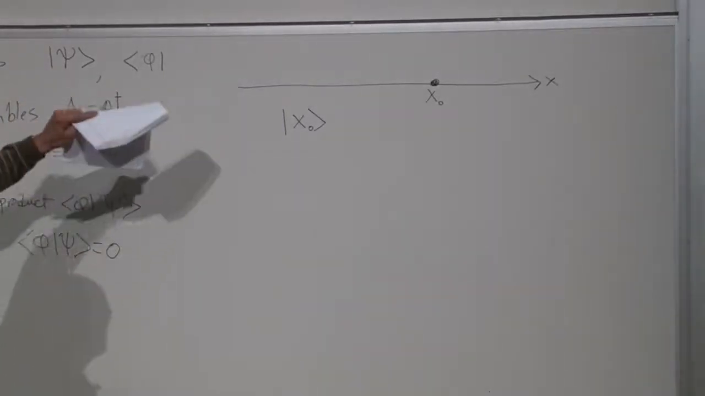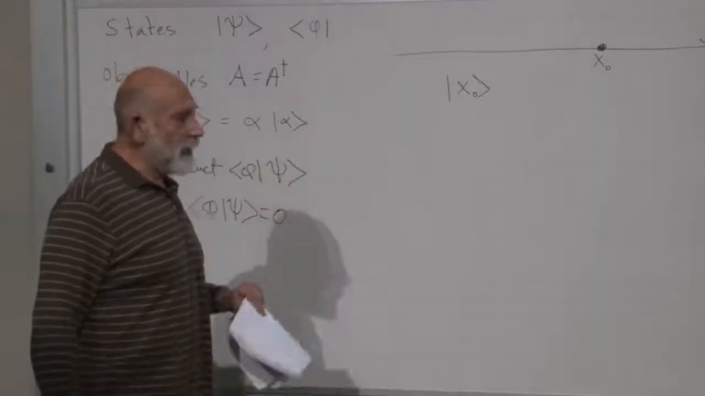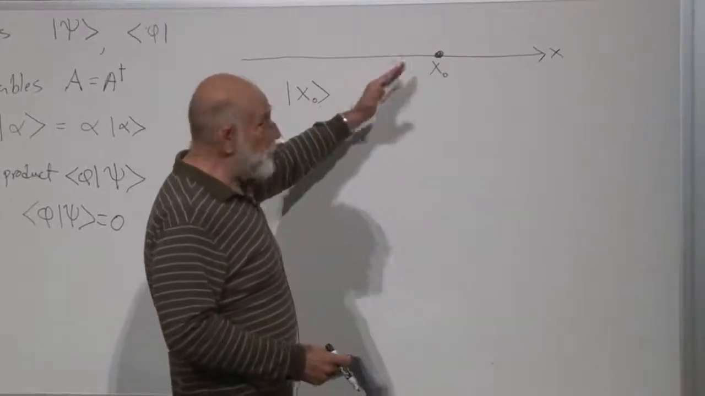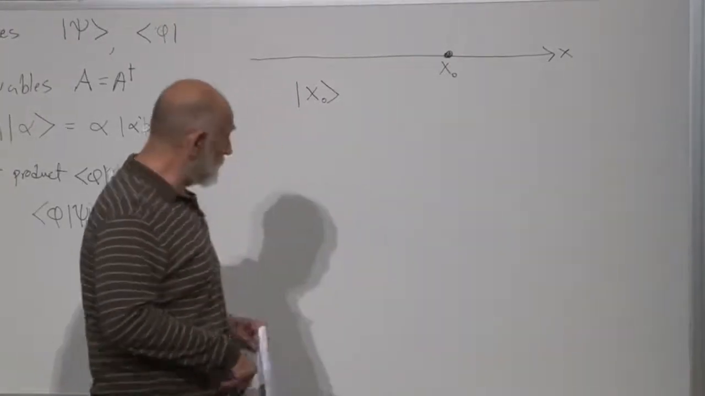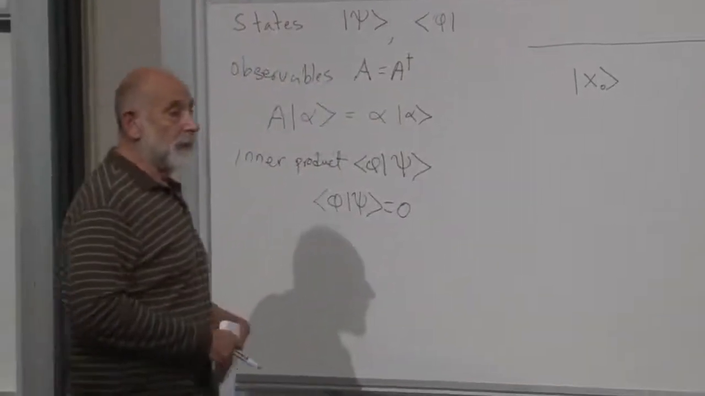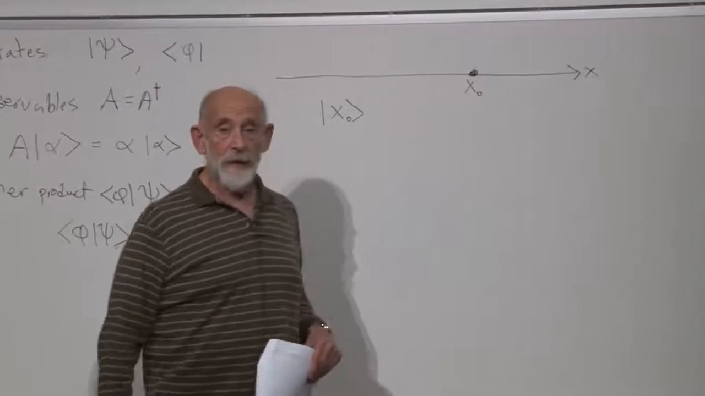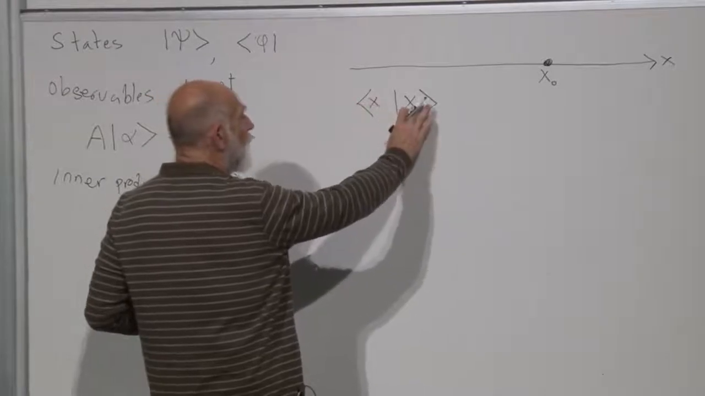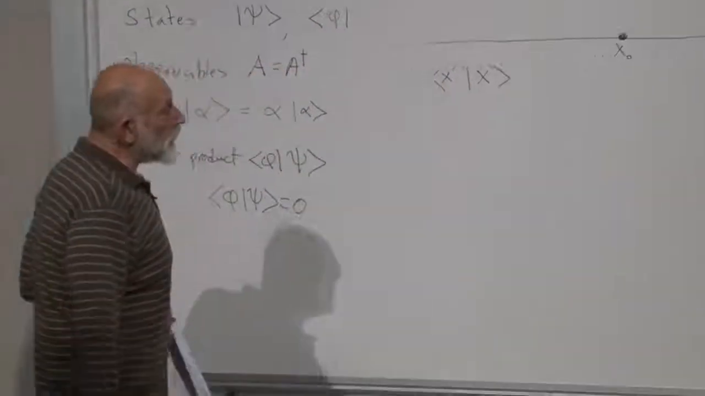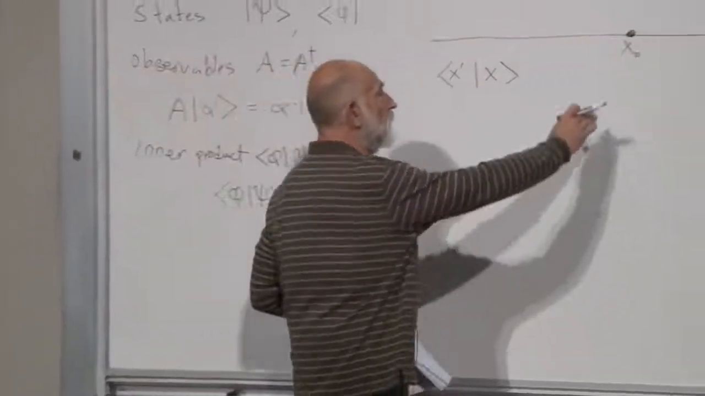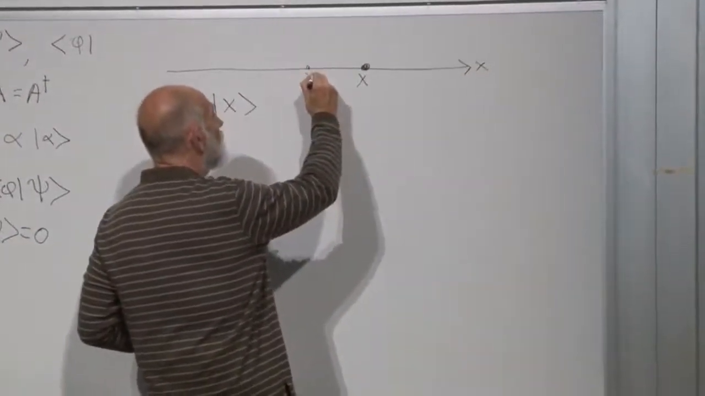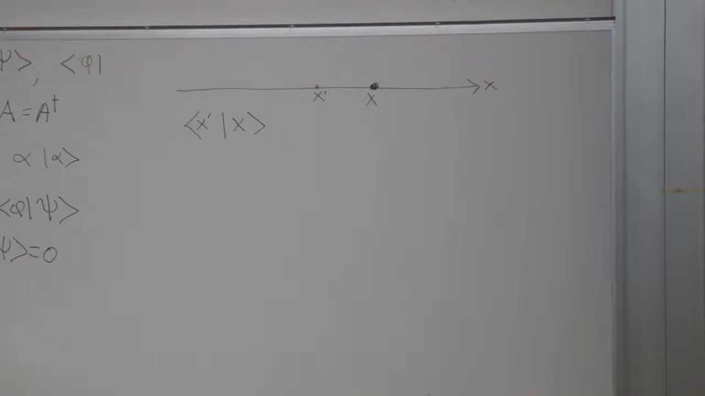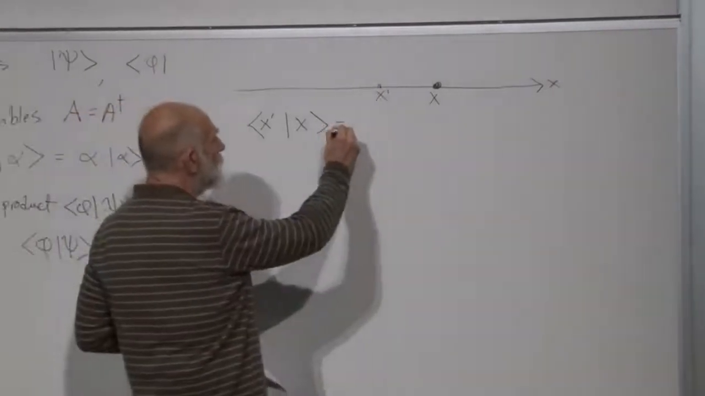There are states which are labeled by x naught, which have the property that if you measure the particle's position, you will definitely find it at x naught. Okay? Good. The next concept, and of course, state vectors for different values, let's call them x and x prime. If x and x prime are two different positions, then clearly those two states are distinguishable operationally, and by measurement, they're distinguishable, so these two states are orthogonal.